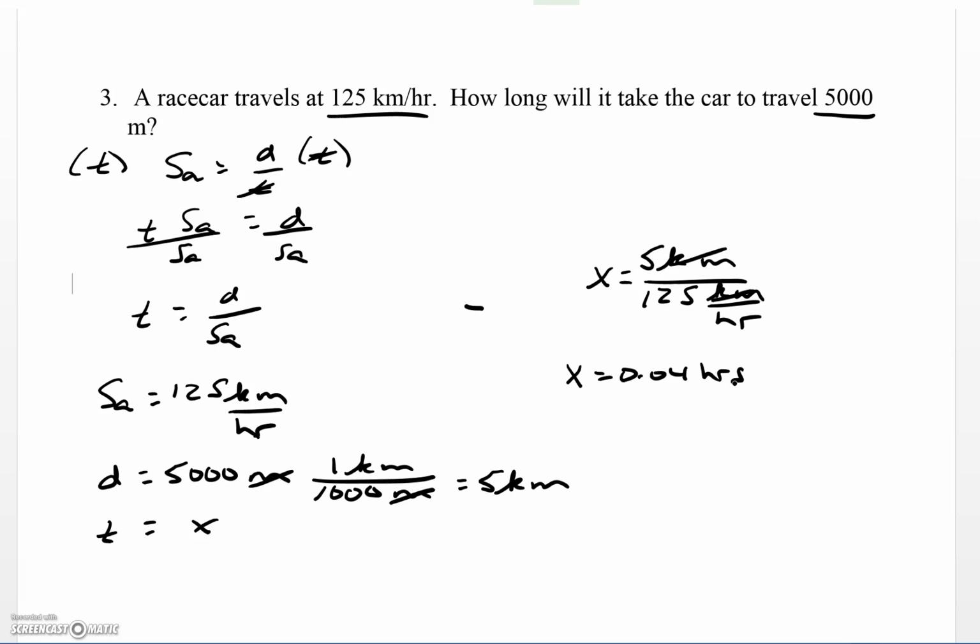Well, we usually don't talk about time in those terms, so let's do a conversion to minutes. We know that 1 hour equals 60 minutes. So if we take 0.04 times 60, we're going to get 2.4 minutes. That means that if the race car travels at 125 kilometers per hour, it's going to take 2.4 minutes to travel 5,000 meters.